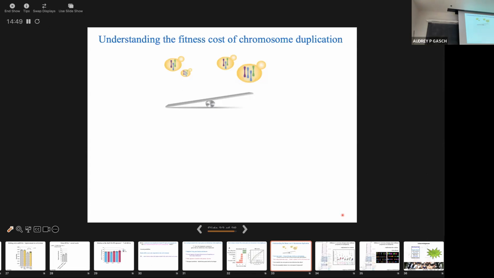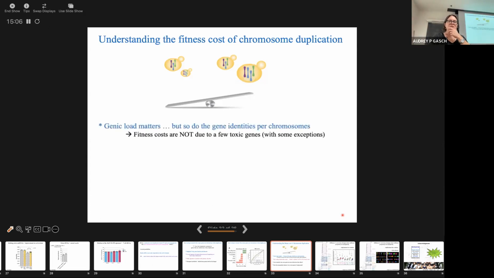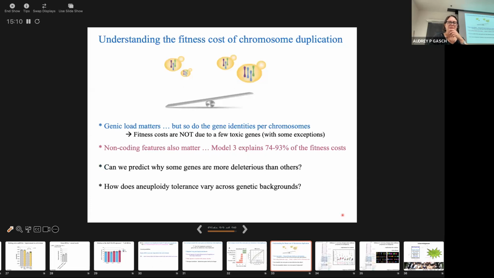If the benefit of duplicating a chromosome in a given environment outweighs the cost of duplicating the chromosome in that environment, that means overall that state of aneuploidy is going to be beneficial. This was the summary of what I talked about before. I'm just going to move on to get to this point.